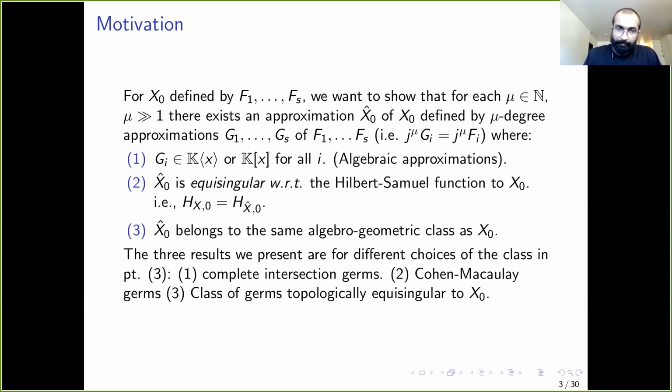So what we are essentially trying to do here is show that there exist arbitrarily close approximations to an analytic germ that belong to some simpler class. That is, they're either Nash germs or they're defined by polynomials that satisfy certain constraints. And the constraints are: the Hilbert-Samuel functions should be the same, and they should have the same algebra-geometric property that we choose.